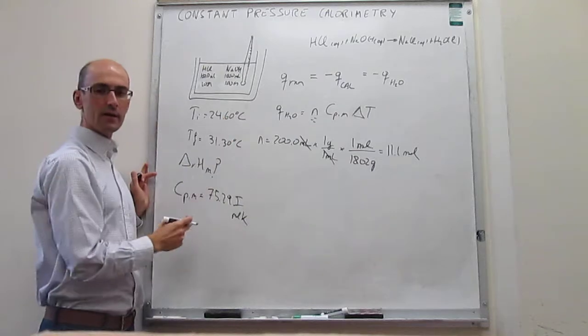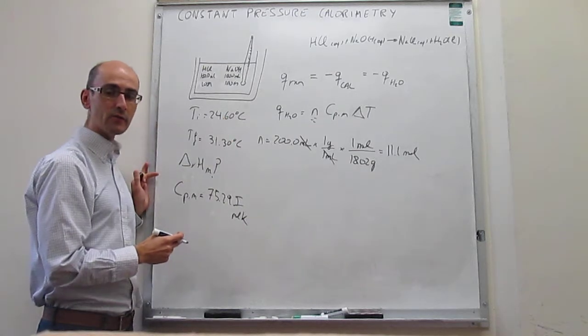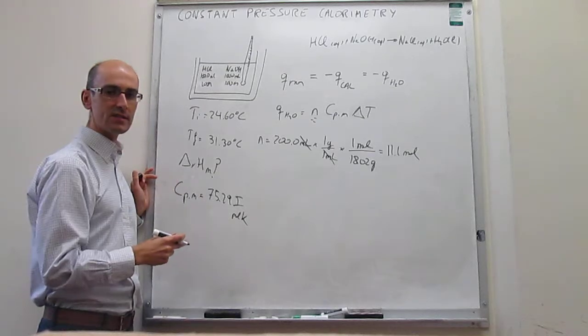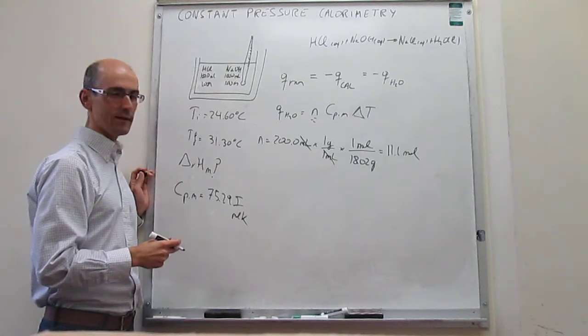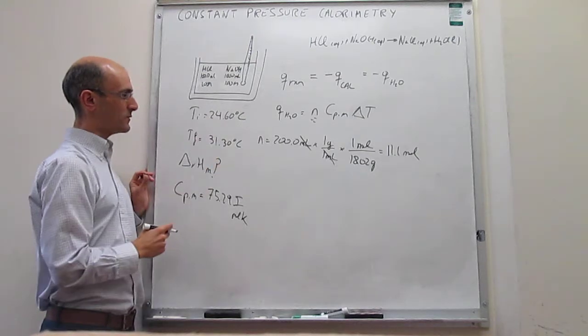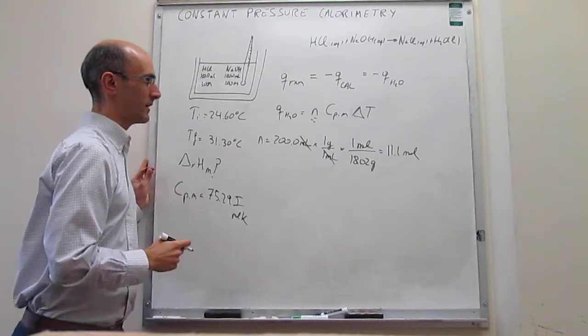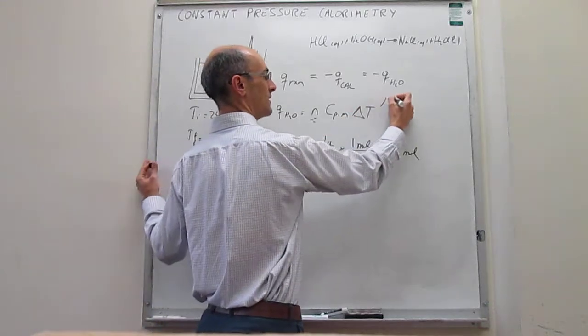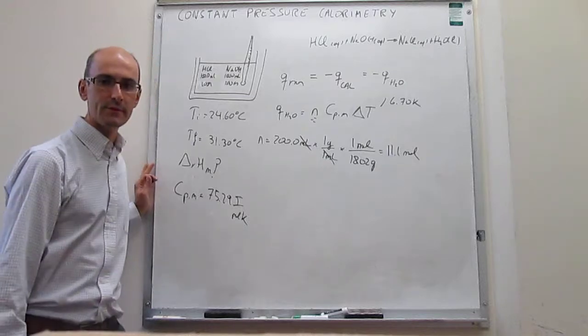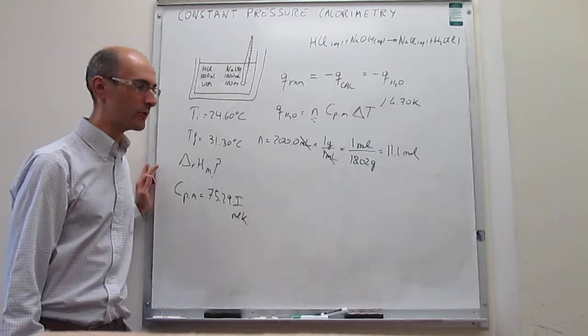Here you can do this in Kelvin, which is recommended, or in degrees Celsius, because the difference between those two temperatures is actually the same. And you can find that just simply taking the difference between those two numbers, you will get here to a 6.70 Kelvin difference in temperature. Okay, so that is how much the temperature increases.